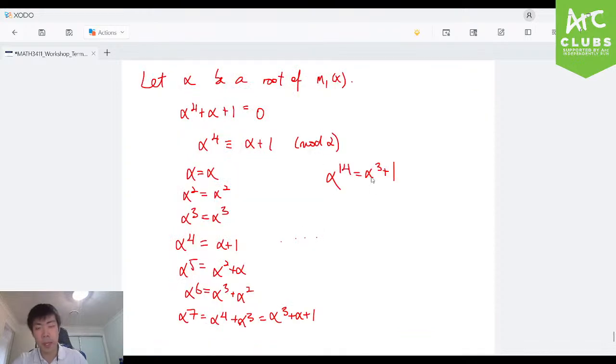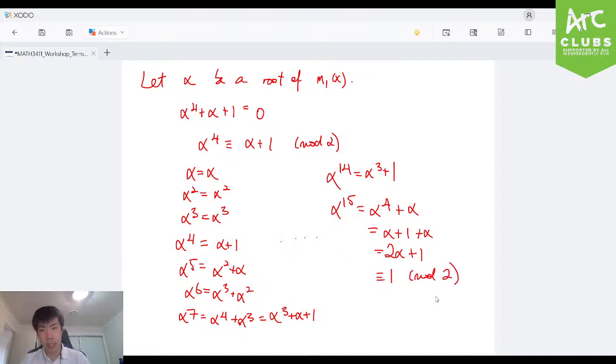Right? Then you go one extra step to alpha power 15, and you get alpha to the power 4 plus alpha, which is alpha plus 1 plus alpha, which is 2 alpha plus 1. But 2 alpha modulo 2 is just 0, right? Because 2 alpha would be, I guess, a composite number that contains the factor 2. So this will be congruent to 1 mod 2. And that's exactly what we want, right?